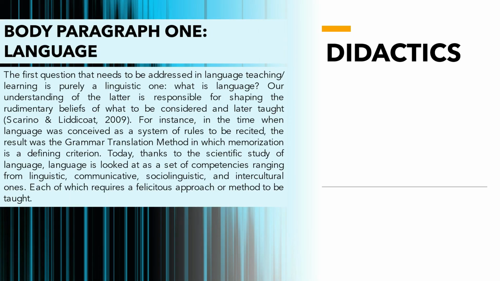Now, paragraph one, I'm going to talk about language. So the first question that needs to be addressed in language teaching and learning is purely a linguistic one. What is language? Now, our understanding of the latter is responsible for shaping the rudimentary belief of what is to be considered and later taught. So this is what I was saying, that we need to understand what language is, and this is so important. For instance, in the time when language was conceived as a system of rules to be recited, the result was the grammar translation method, in which memorization is a defining criterion. So simply it was like, if you want to learn language, you have to memorize all the rules.